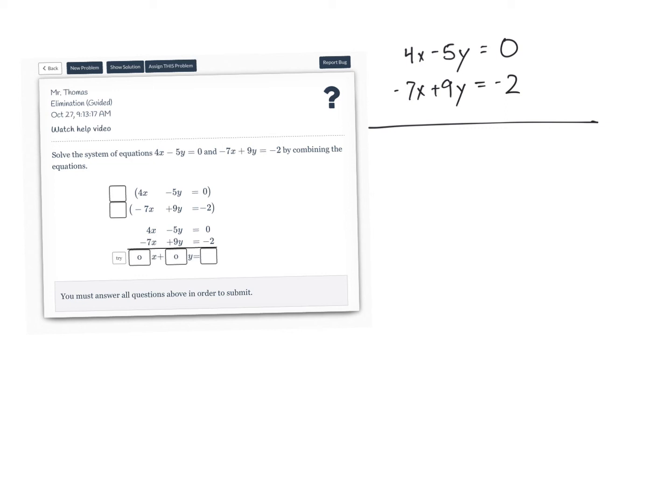It's a legitimate equation, but our new equation should only have one variable. Because once you have one variable, you can solve for that variable. Okay? Thanks.